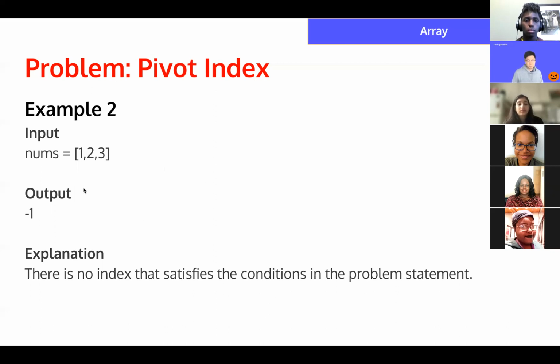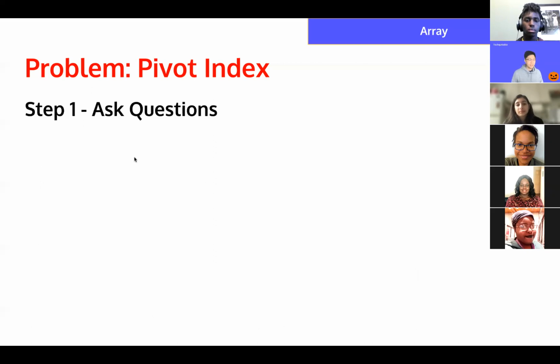And in this other example, nums is instantiated with the elements 1, 2, and 3. But here we want to return -1 because there is no index that satisfies the conditions that we want. All right, and now this is the exciting part, which is that we are going to start applying the 5 steps approach that Viveka has just told us about. So step 1, let's ask some questions. I would like to open it up to everyone again: what are some questions that you might ask as you see this problem?